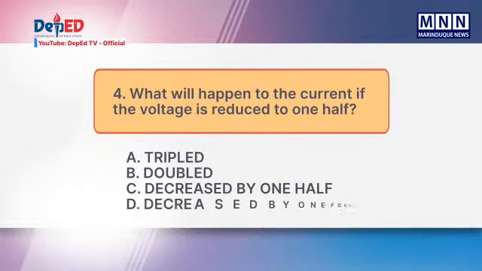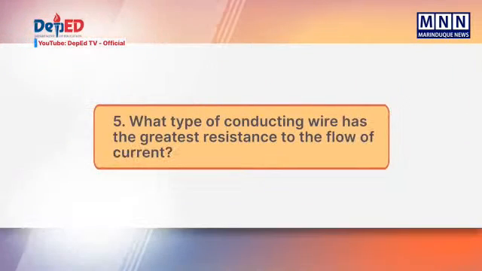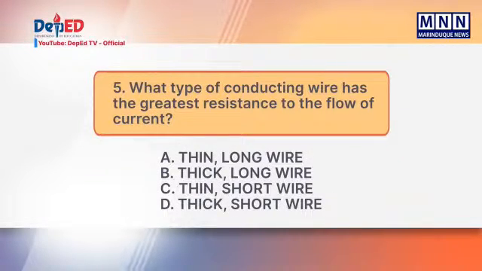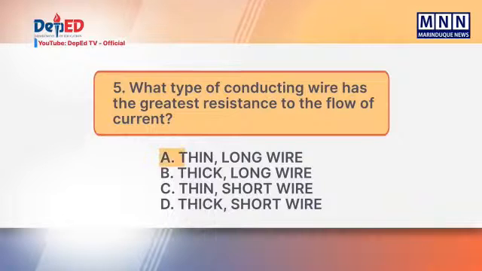What will happen to the current if the voltage is reduced to 1/2? A. Tripled. B. Doubled. C. Decreased by 1/2. Or D. Decreased by 1/4. The correct answer is C. Decreased by 1/2. What type of conducting wire has the greatest resistance to the flow of current? A. Thin long wire. B. Thick long wire. C. Thin short wire. Or D. Thick short wire. The correct answer is A.